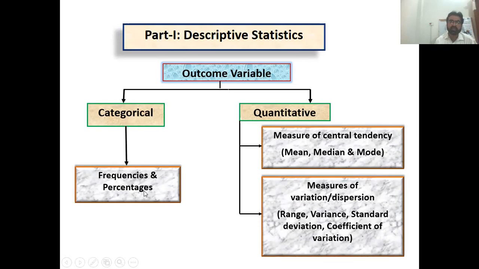So all these two types are the descriptive statistics. If your outcome variable is a categorical one, you have to go for frequencies and percentages. For example, how many males are there, how many females are there, what is the percentage of males, what is the percentage of females. And in quantitative, you have to summarize your data or your sample in the form of mean, median, and mode. And if you go one step ahead, there are other measures as well, for example, measures of variation and dispersion, which include range, variance, standard deviation, and coefficient of variation.